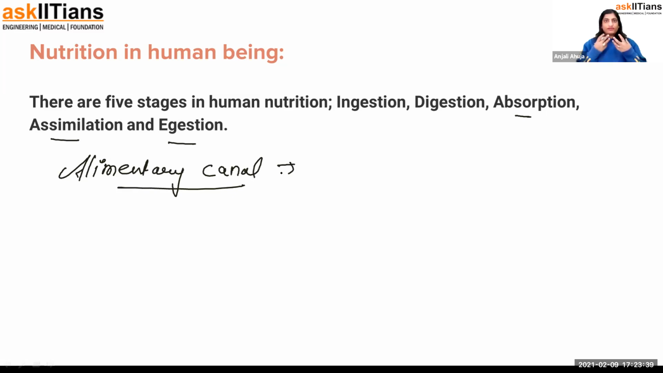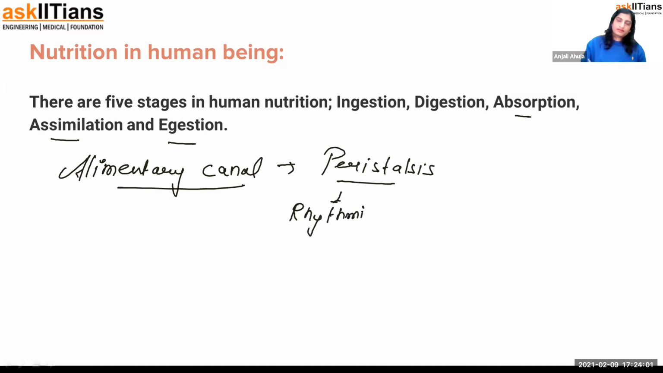This alimentary canal is present throughout our body. While we take food, a certain movement happens all through the alimentary canal. That is known as peristalsis. This 1 mark question can come in your paper: what is peristalsis? It is defined as the rhythmic contraction of the alimentary canal. And then you can say that this helps in food movement.